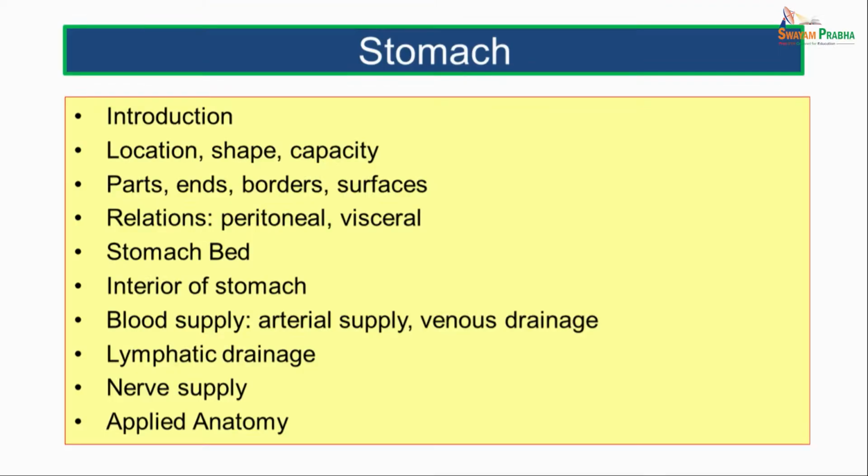Now, we would be discussing the stomach under these headings: introduction, location, shape, capacity, parts, ends, borders, surfaces, relations, peritoneal relations, visceral relations, structures forming the stomach bed, interior of stomach, blood supply, which would include the arterial supply and the venous drainage, lymphatic drainage, nerve supply, and the applied anatomy.